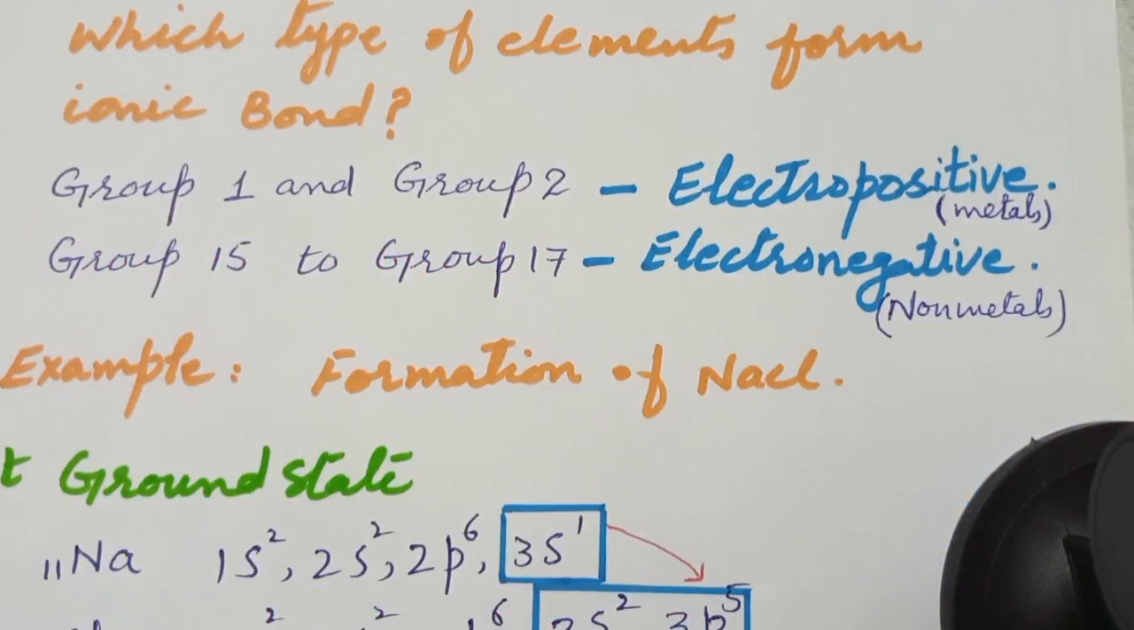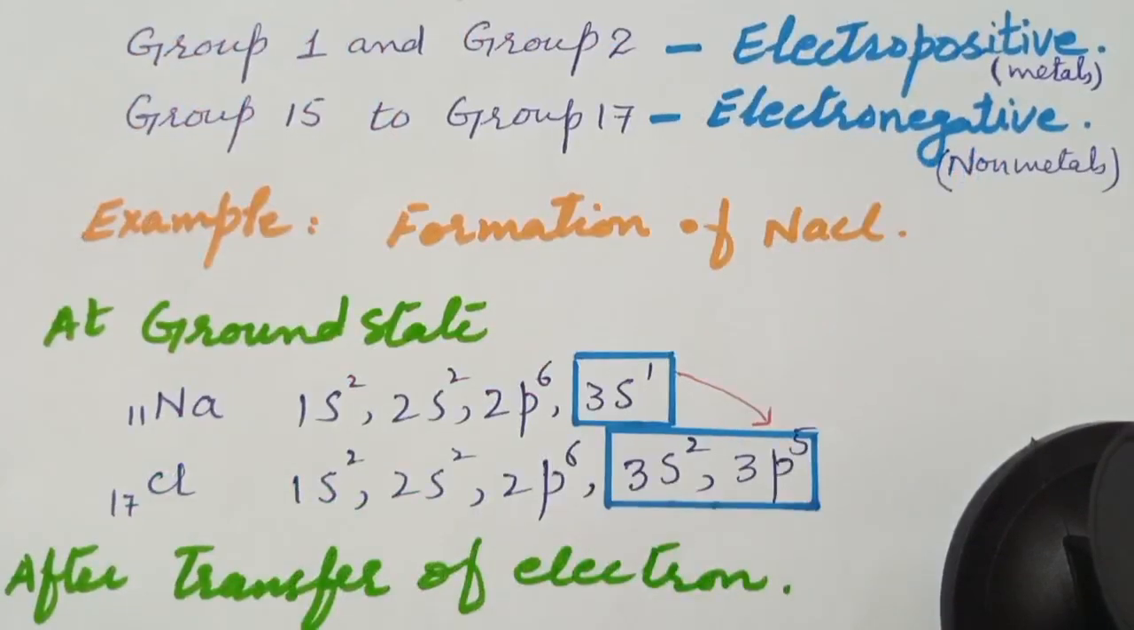When we see the modern periodic table, we see group 1 and group 2 are the metals, and these have the tendency to lose the electron. So these are the electropositive elements. And group 15, 16 and 17 are non-metals, and they have the tendency to accept the electron. When the elements of these two groups, electropositive and electronegative, are allowed to react with each other, then they form the ionic bond. To explain this fact, we take the example of formation of sodium chloride, NaCl.